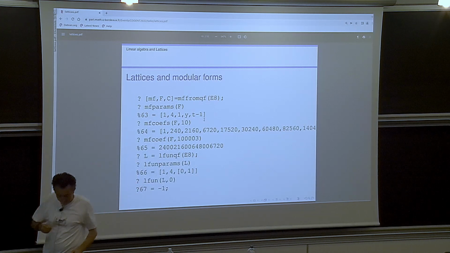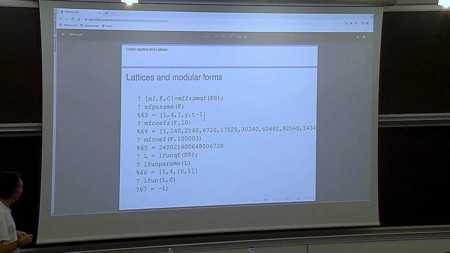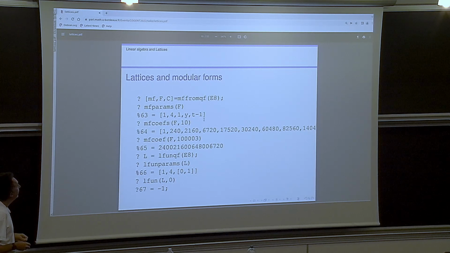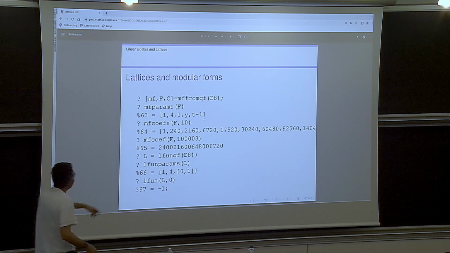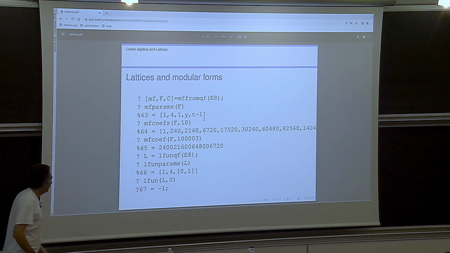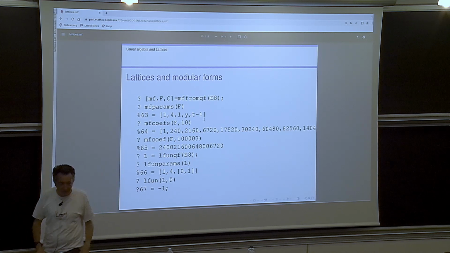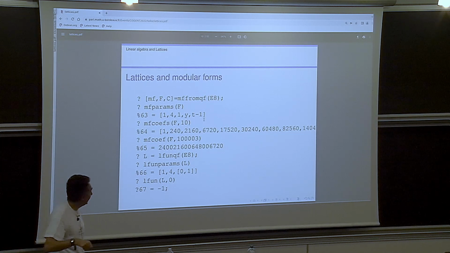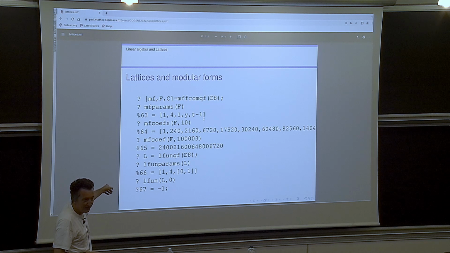And so where it gets more interesting is that you can ask for a coefficient for a very large number. For example, for this, 100,003, and you get this result. And you realize that if you wanted to do it just by counting all the vectors of this norm, there are so many that we never finished.